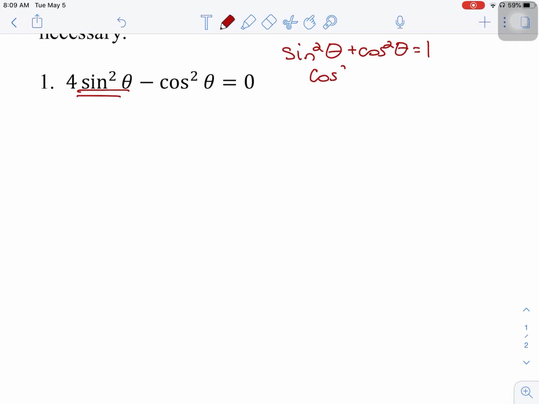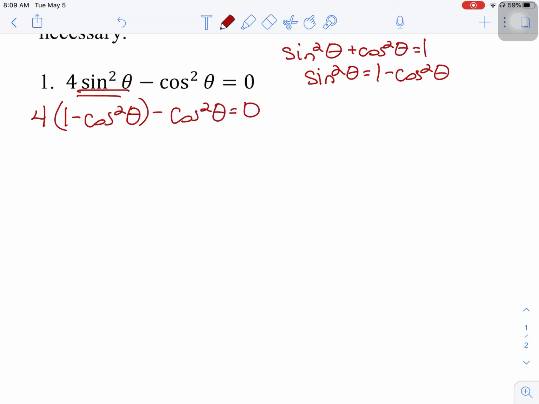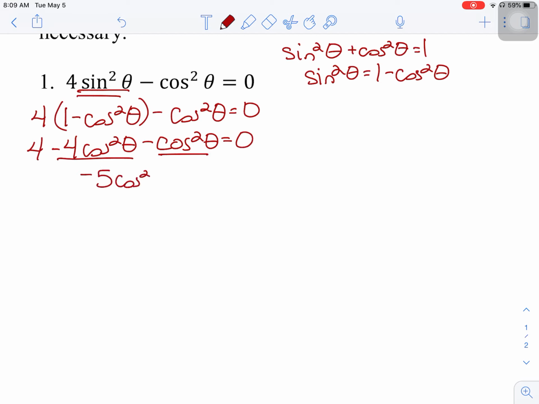So if I resolve this, as I said I was going to replace sine squared, not cosine squared, if I resolve this for sine squared theta, that would be 1 minus cosine squared theta. So this becomes 4 times 1 minus cosine squared theta minus cosine squared theta equals 0. I'm going to clean this up, right? Distribute a little bit: 4 minus 4 cosine squared theta minus cosine squared theta equals 0. All right, so these two terms I'm going to combine. So negative 5 cosine squared theta.